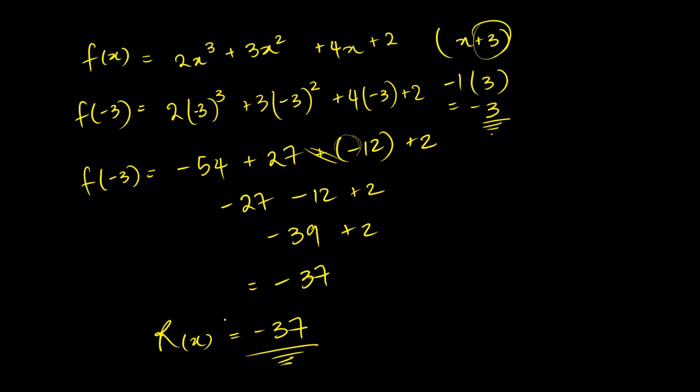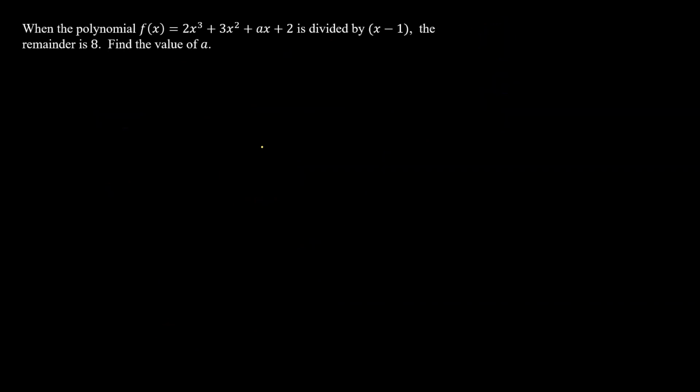All right, so let's try some harder practice problems. Okay, so this says when the polynomial f of x being equal to 2x cubed plus 3x squared plus ax plus 2 is divided by x minus 1, the remainder is 8. Find the value of a. Try it and then see what I do, okay?